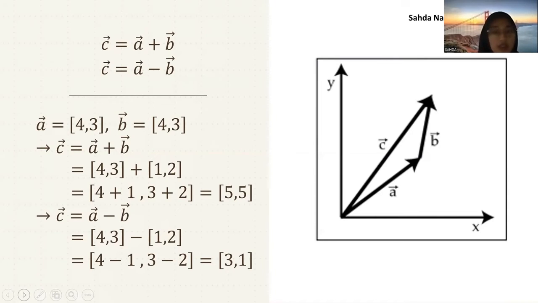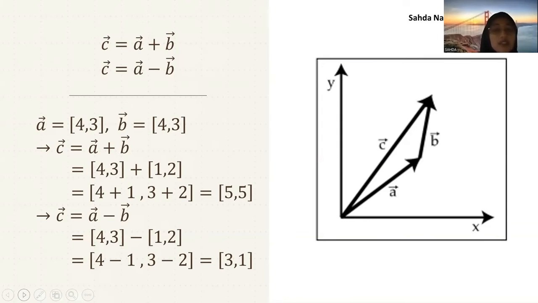Okay, then for addition, vector C is equal to vector A plus vector B. We add the components together: (4, 3) plus (1, 2) is equal to (4 plus 1, 3 plus 2). So we have vector C is (5, 5).